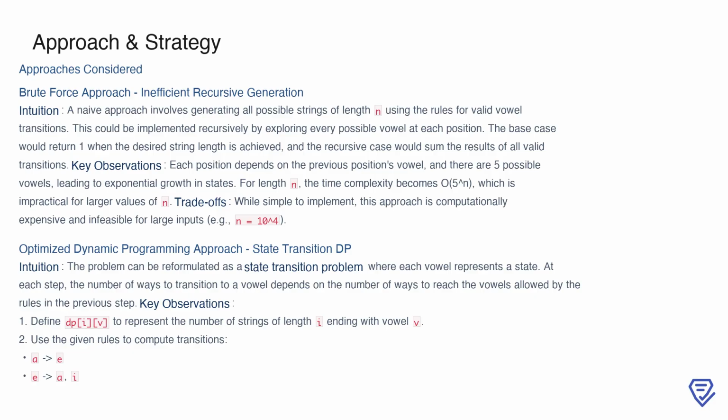However, there are some critical observations about this approach. Since every position in the string depends on the vowel used in the previous position, and there are 5 possible vowels, the number of states grows exponentially. For example, for a string of length n, the time complexity would be 5 to the power of n, which becomes computationally impractical for large values of n. While this approach is conceptually simple, it results in excessive computation and is thus unsuitable for larger inputs, such as when n is 10,000. To address these inefficiencies, we turn to dynamic programming.